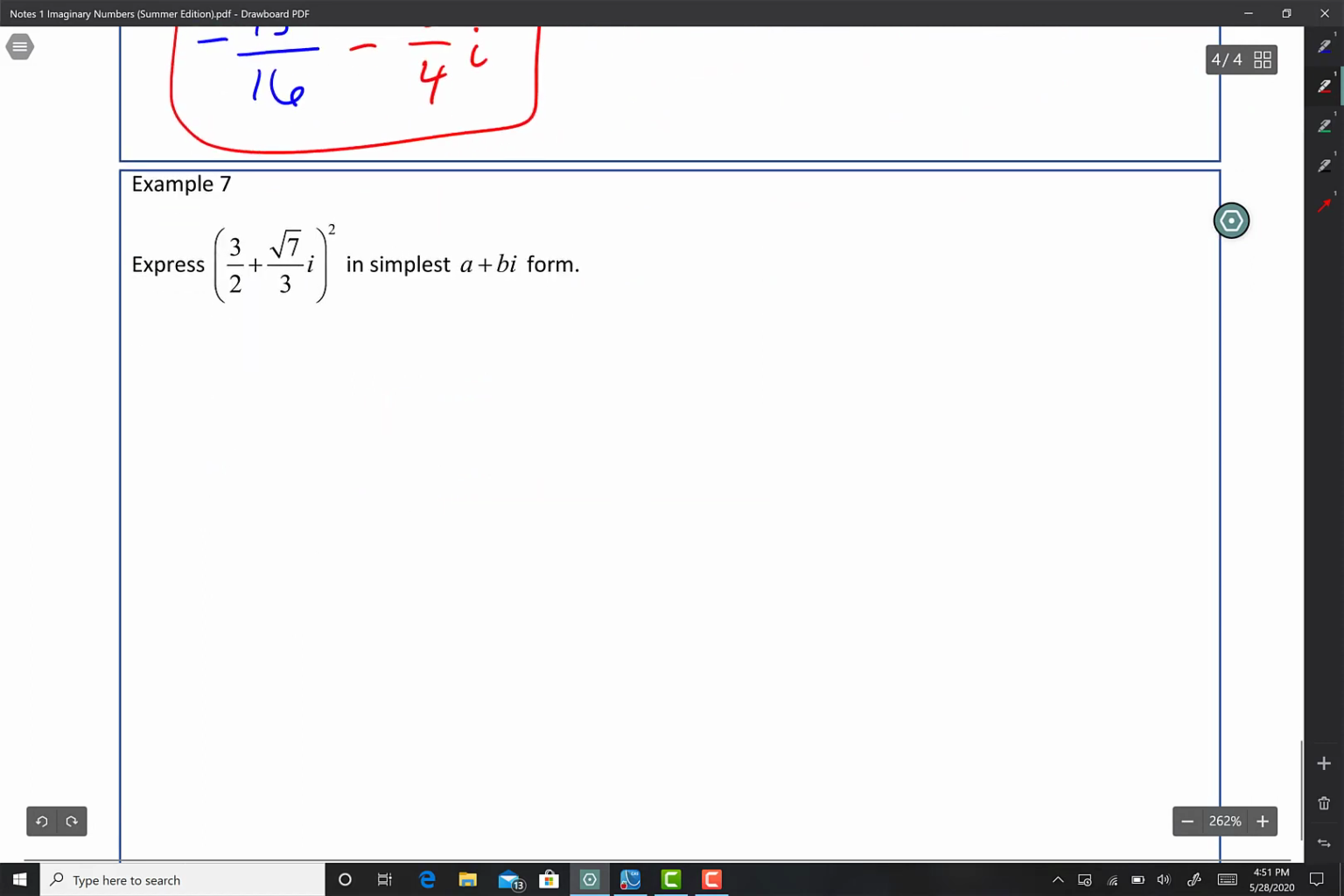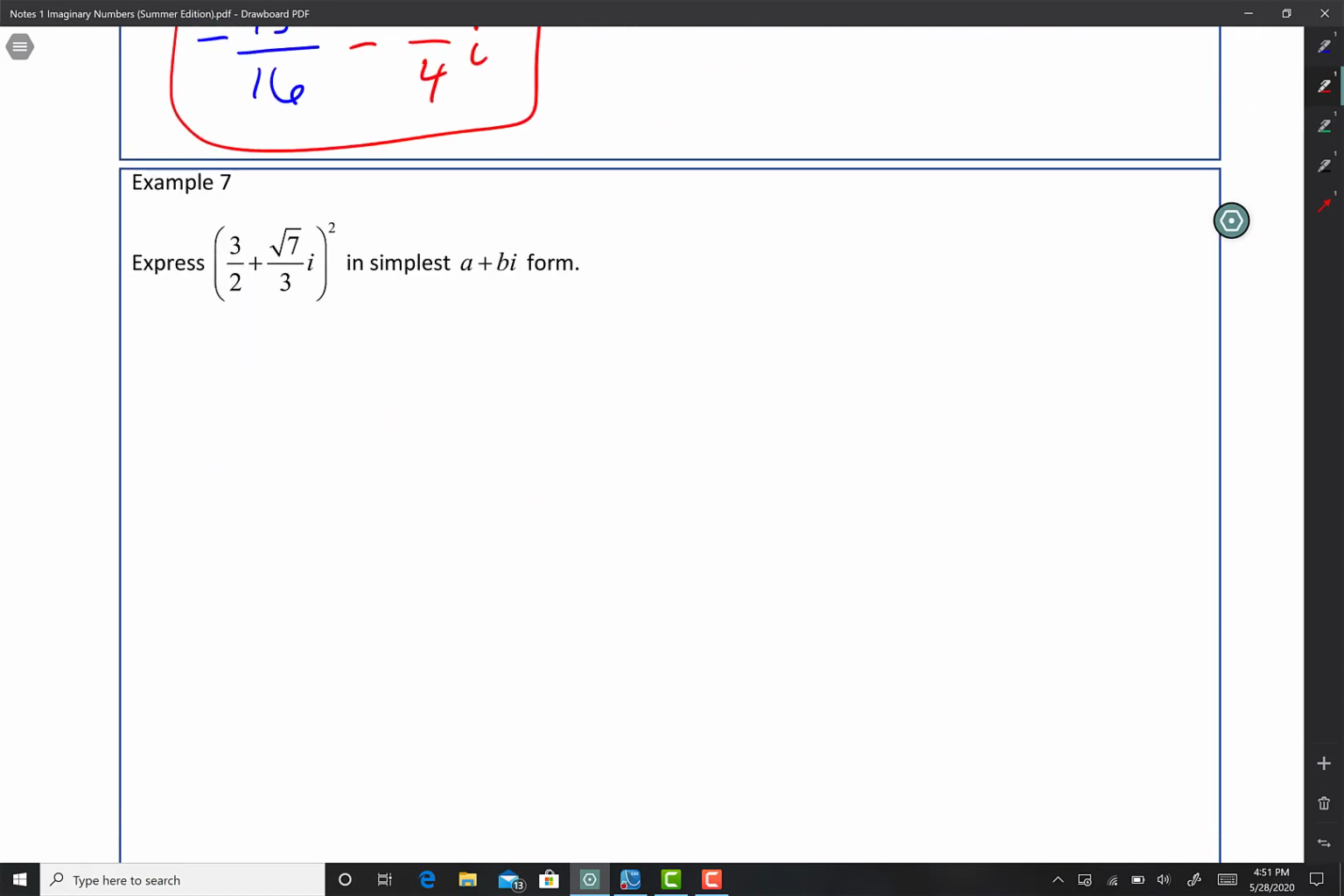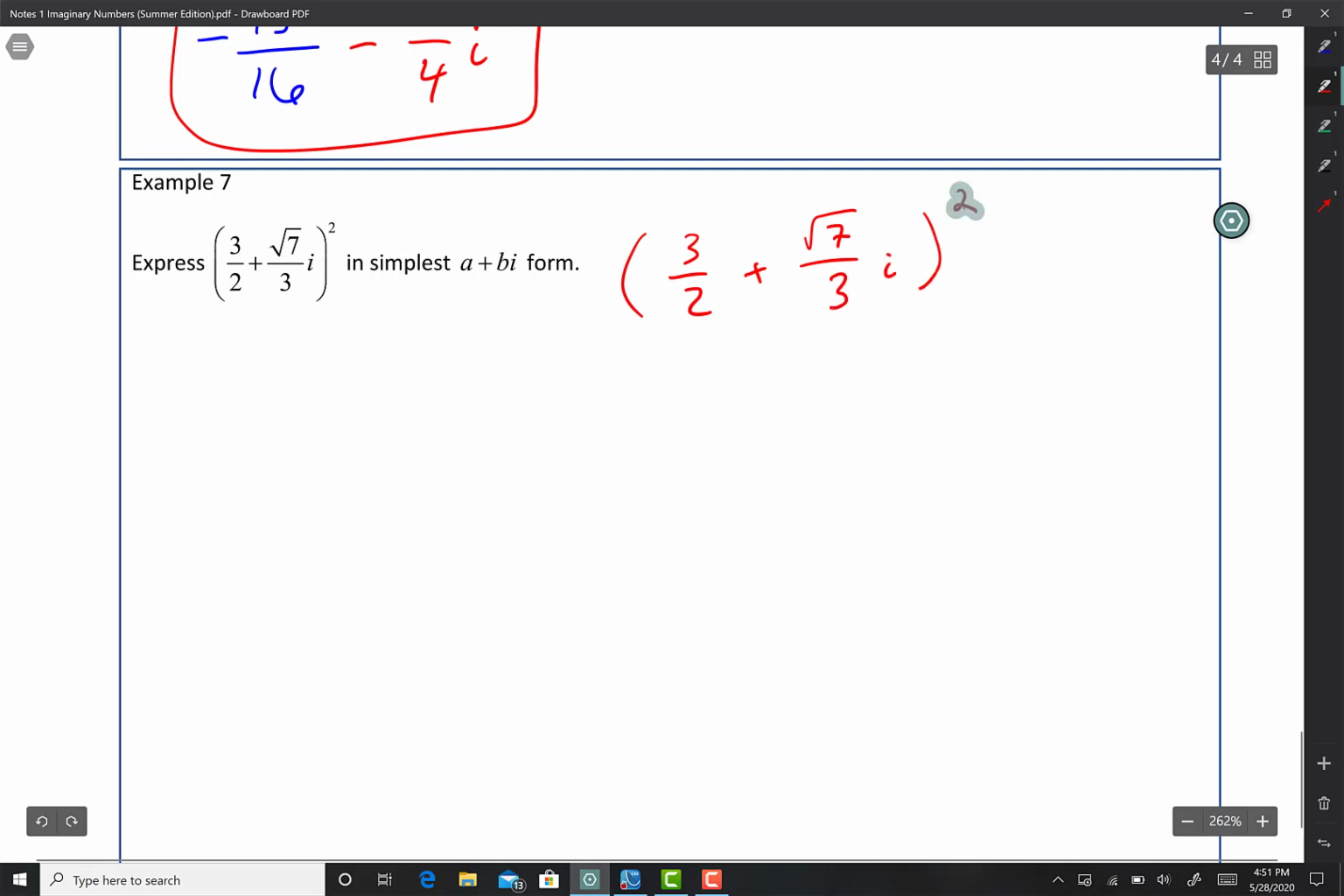All right, so here's another one, just so we can practice some more. We're going to do the same thing. So 3 over 2 plus square root of 7 over 3 with an i on it. Well, I guess it already has a square, so let's just expand it. 3 over 2 plus square root of 7 over 3 with an i on it.